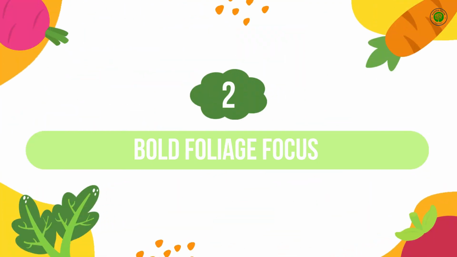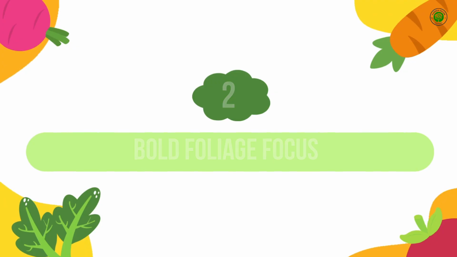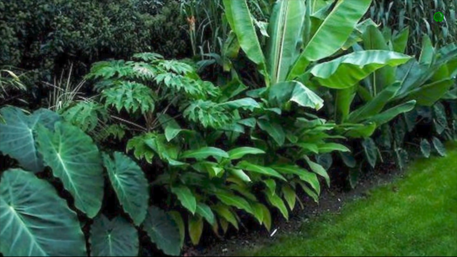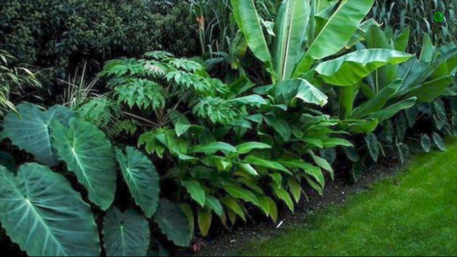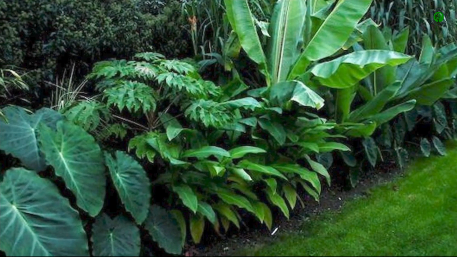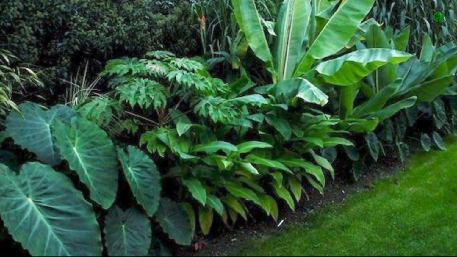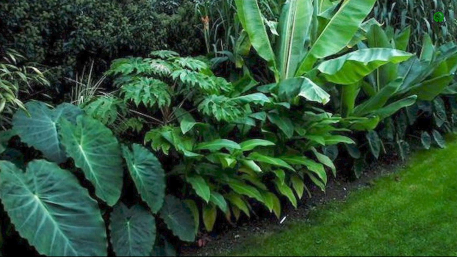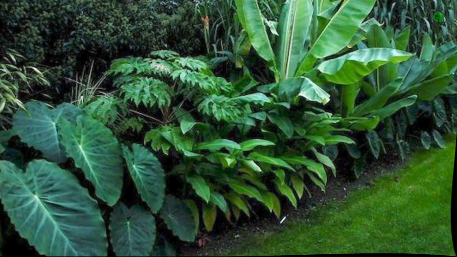2. Bold foliage focus. Emphasize plants with large, dramatic leaves in varying shades of green, burgundy, and even variegated patterns. Think of banana plants, elephant ears like alocasia and colocasia, and bird of paradise. Their architectural forms add instant tropical flair.